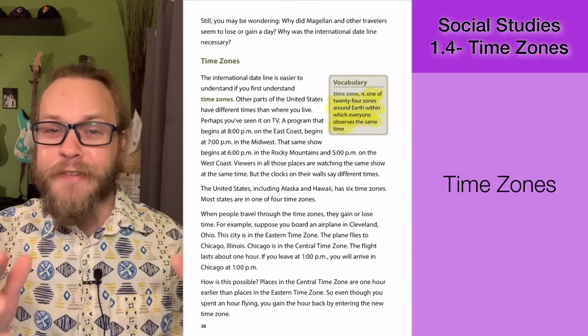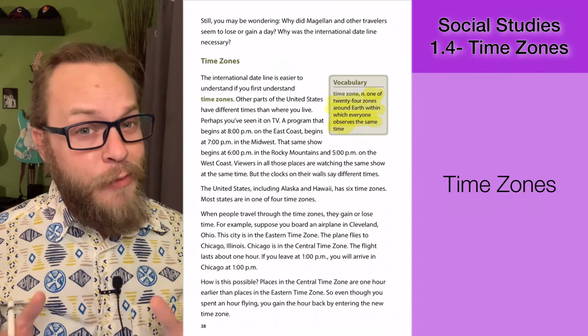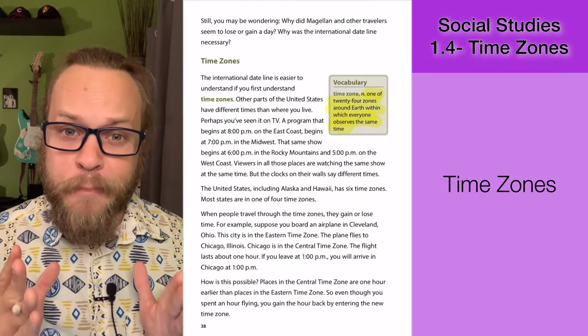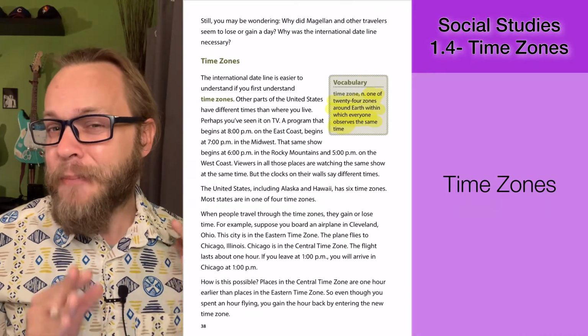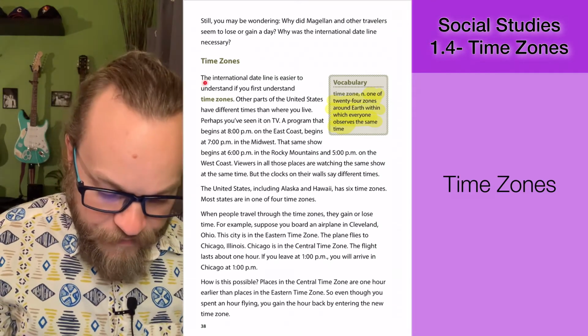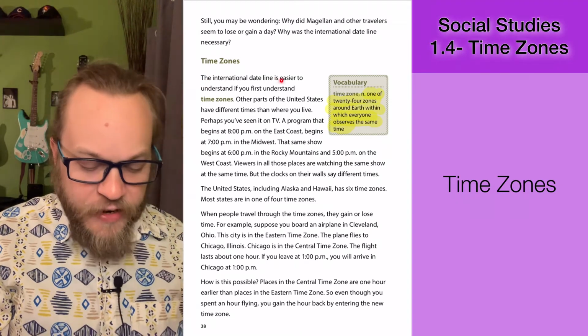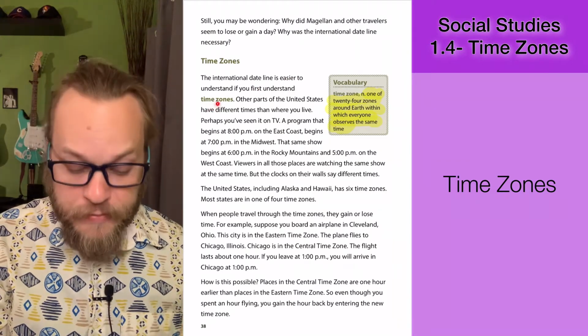There are a lot of interesting rules about time zones, such as Arizona, which doesn't obey the Mountain time zone that we stay in because we don't observe daylight savings time, but that's a whole other complicated mess of understanding. Time zones. The International Dateline is easier to understand if you first understand time zones.